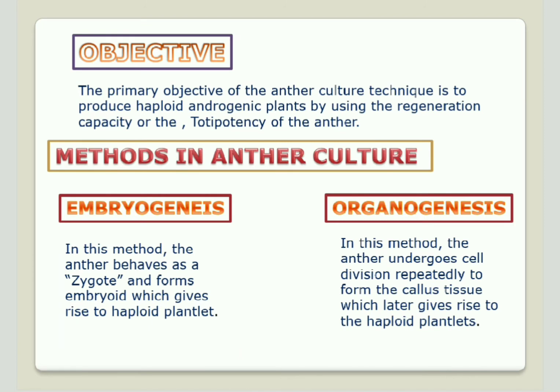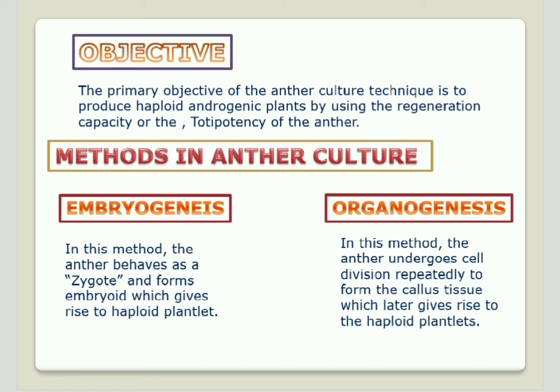The primary objective of this anther culture technique, as I have told you, is to obtain haploid plants by using the regeneration or totipotency of the anther. Totipotency means the capacity of a plant cell to develop into an entire plant. There are two methods in anther culture. The first one is embryogenesis and the second one is organogenesis.